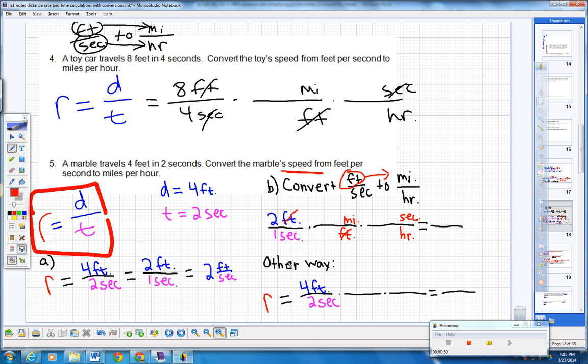You could also do this another way without breaking it up into two parts. You could just convert 4 feet per second to miles per hour by doing the exact same thing we did up here. You're going to have the exact same conversion factors and the exact same numbers that we talked about up here. You know that you're going to have feet in the denominator here, miles there, seconds, 3,600 seconds in 1 hour.